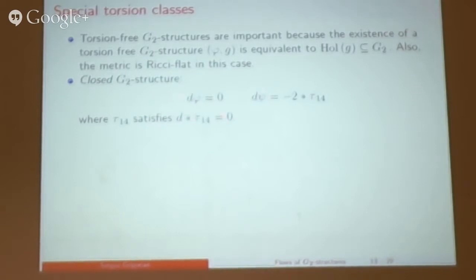These co-closed G2 structures sometimes go by other names. Sometimes they are called calibrated G2 structures. That goes to the theory of calibrations, because here phi defines a calibration. I'm not going to go into that.